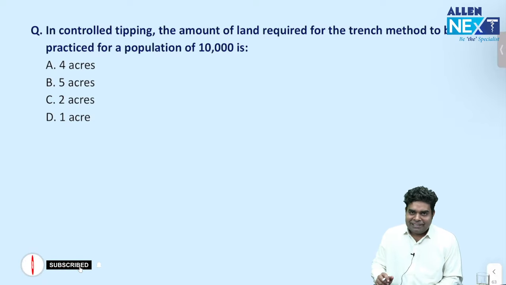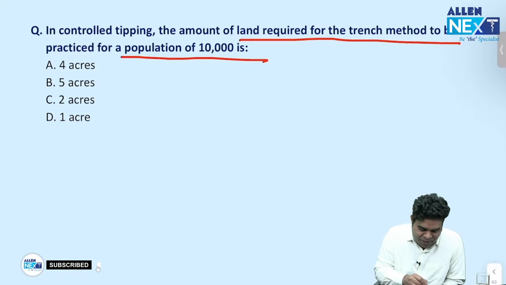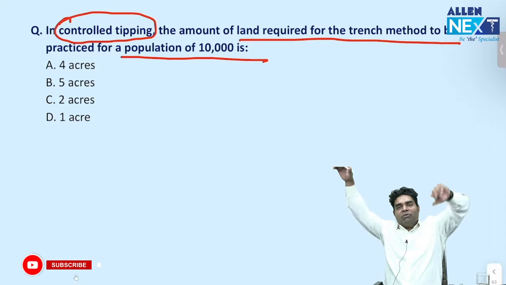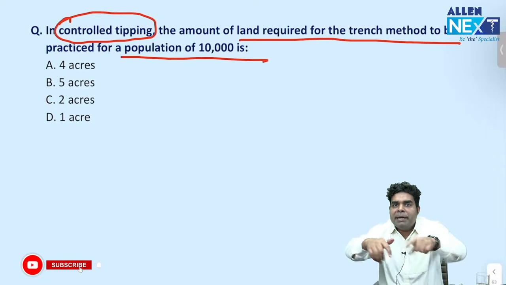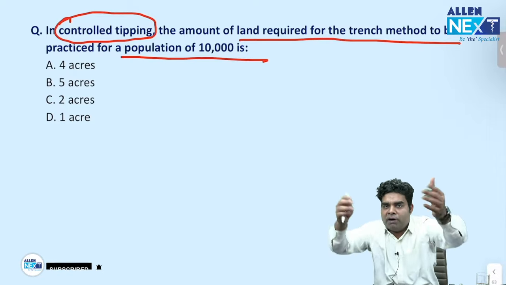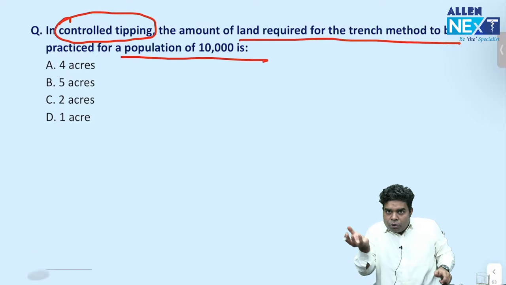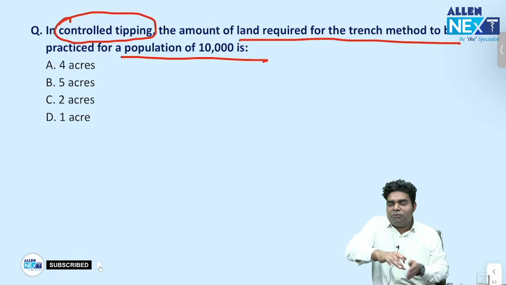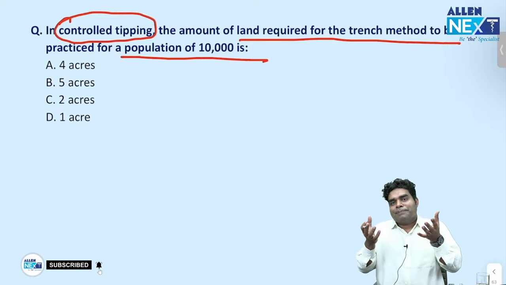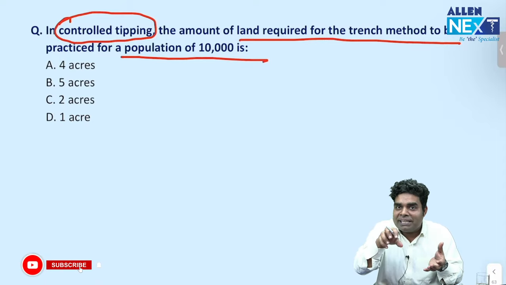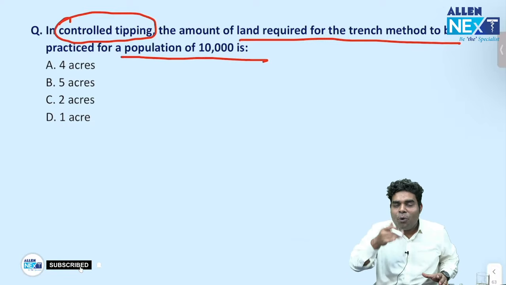In controlled tipping, what is the amount of land required for the trench method to be practiced in a population of 10,000? What is controlled tipping? See, when we were kids around 25 years back, there was a big pit dug in front of our house and all the neighbors were asked to throw their kitchen waste into it. So we throw kitchen waste and then some dust deposit. Some waste, some dust. Some waste, some dust. We are tipping our waste in a controlled manner. We are not filling that whole pit in one go. So that's why it is controlled tipping.